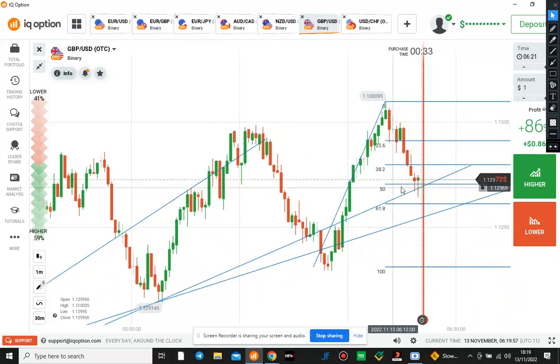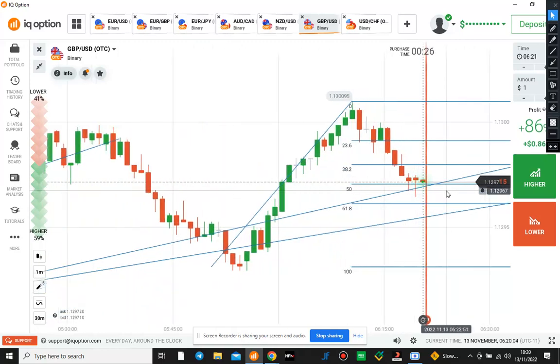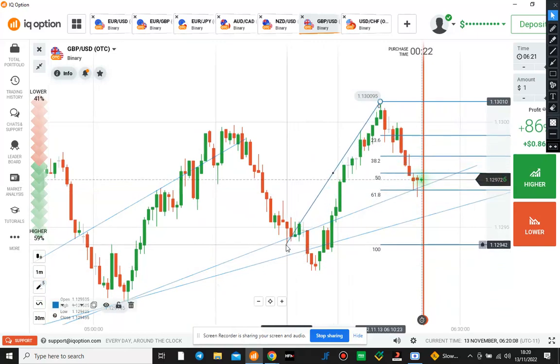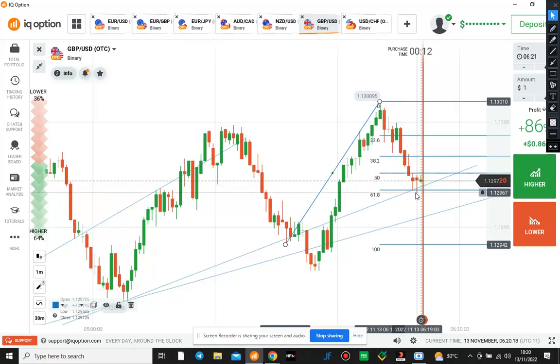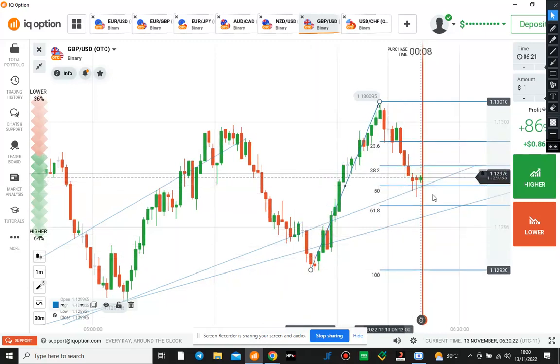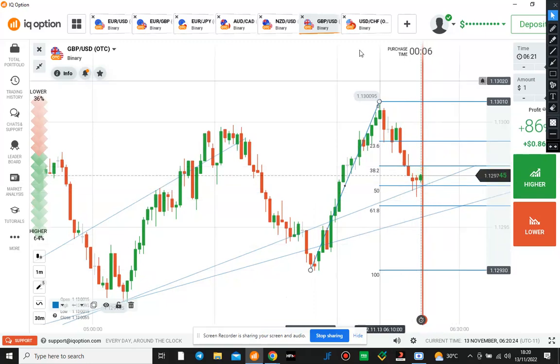From the 50th level, we can expect some bullish candle here. Also the 61.8 level. Either you place it here or place it here. So it is still the same. The 50th level here is the 61.8 level, but if I adjust the line to this level, it's still the 50th level. So now we can expect some bullish trend here.